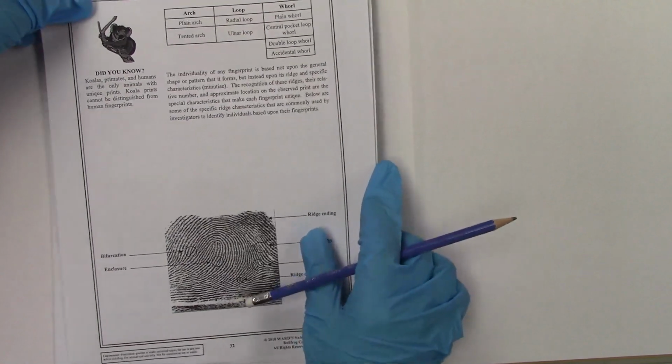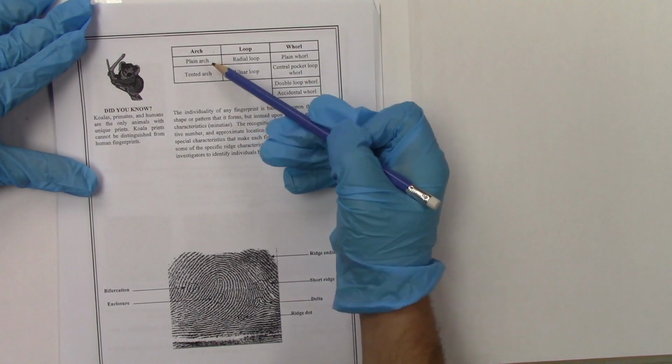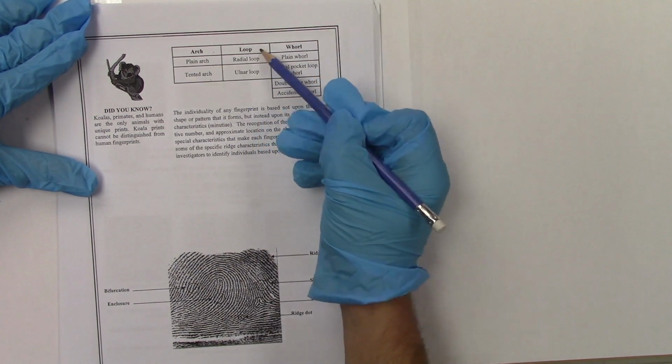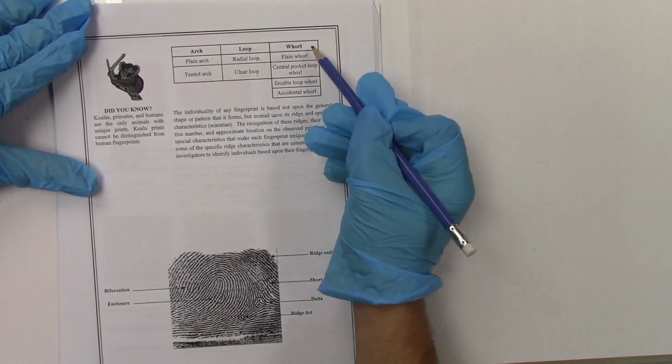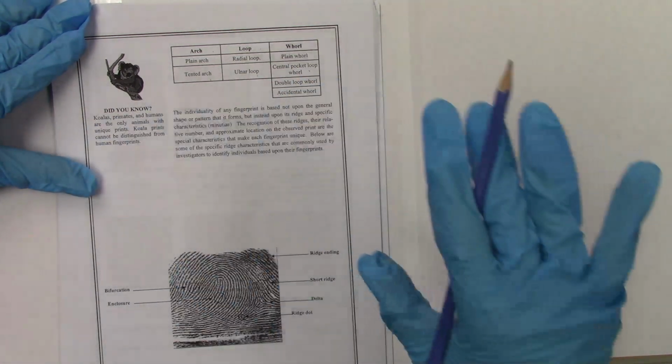Let's look ahead. Like I said, I'm going through this quickly because you will have to take some time and read this. So within arches, there are 2 types, plain arch and tented arch. Within loop, there is radial and ulnar, and within whorl, there is plain, central pocket, double, or accidental. We'll get into that right away.